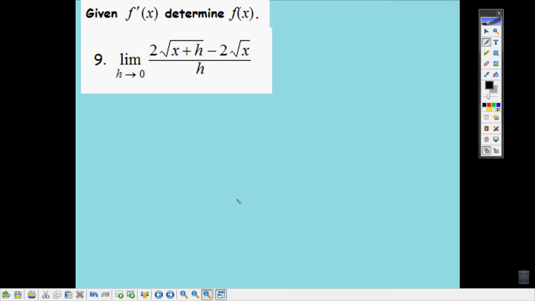The next section says, given f prime, determine f of x. So we're kind of going to work backwards. We're already plugged in to the limit definition, and we want to go backwards. So what you have to remember is that this is f of x plus h. This is f of x. So we already know what f of x is. It's just the second part of the equation. So f of x is just simply 2 square root of x. Now it's not negative 2, because remember the minus sign is part of our definition. Okay?